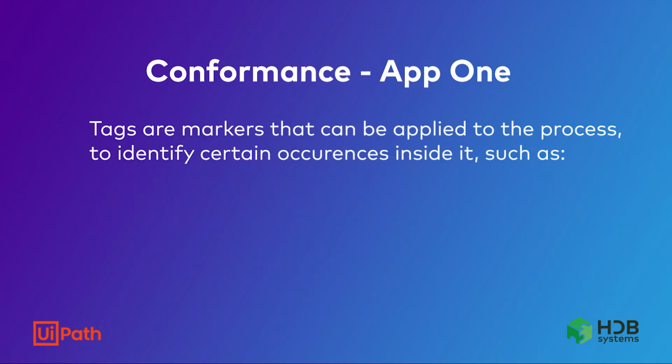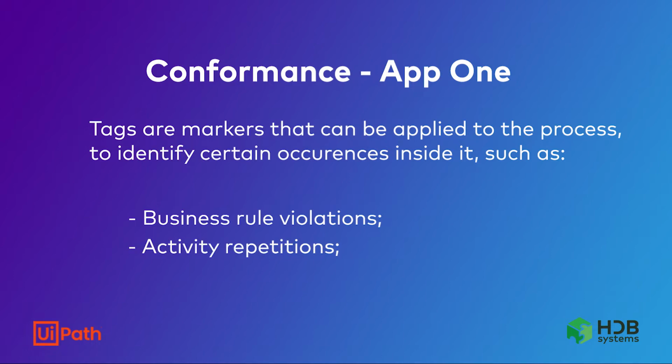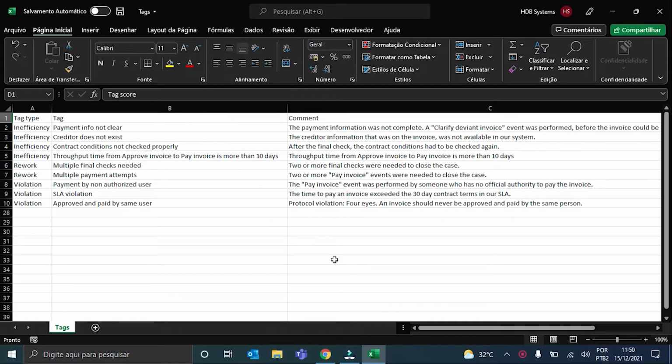So, tags are markers that can be applied to the process to identify certain occurrences inside it, such as business rule violations, activity repetitions, delays between activities, and so on. So, let's begin our analysis. First, let's take a look at the tags we defined for our process.